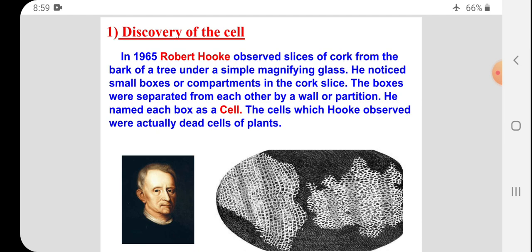He named each box a cell. The cells which Hooke observed were actually the dead cells of plants, and that way cells came into existence and people started researching the cell.